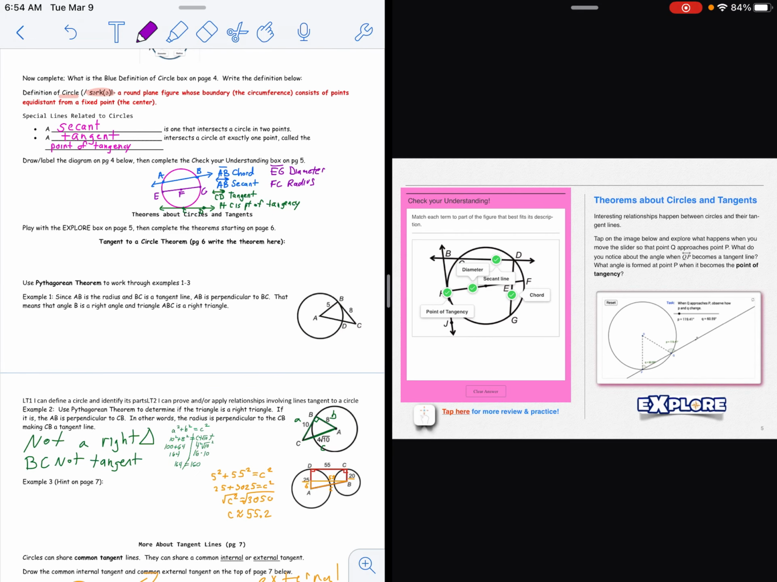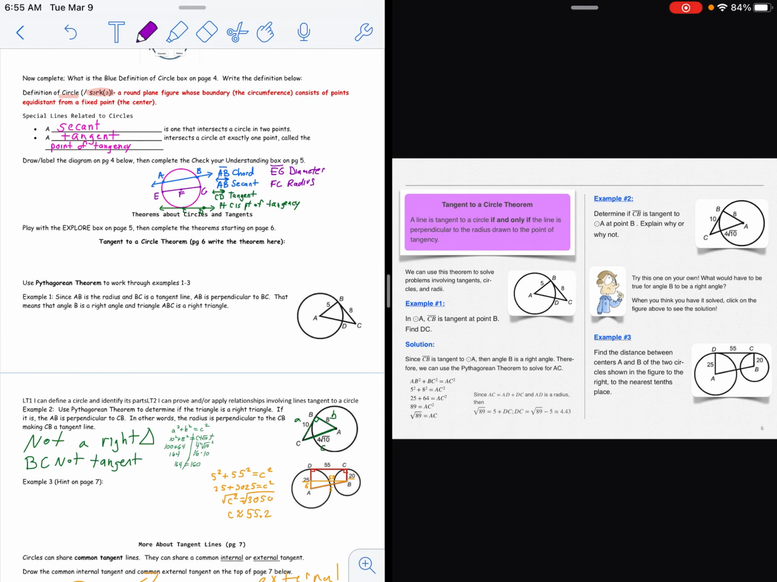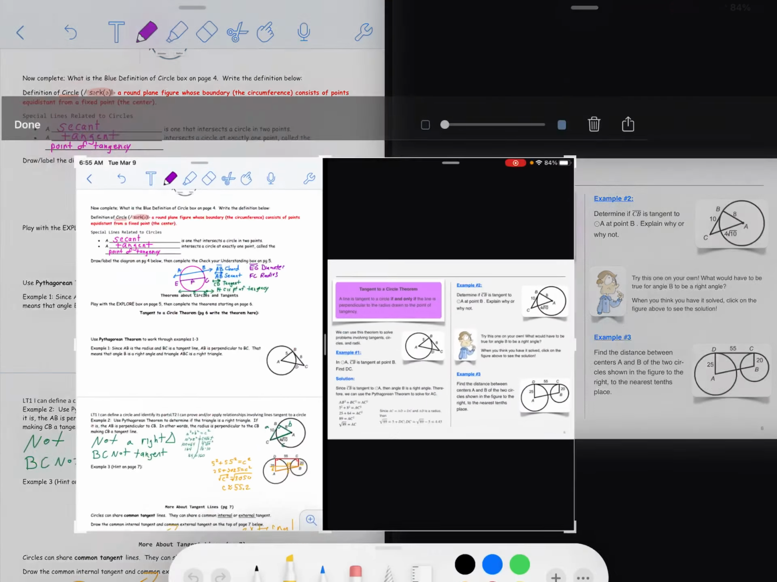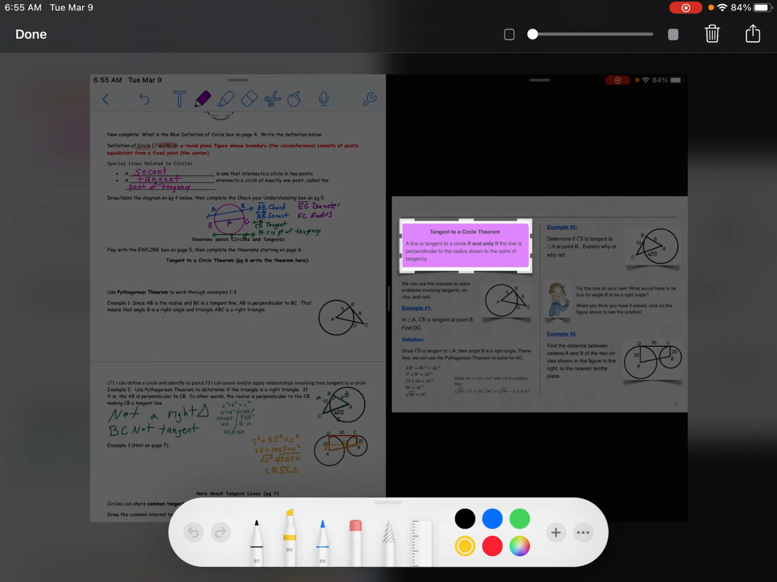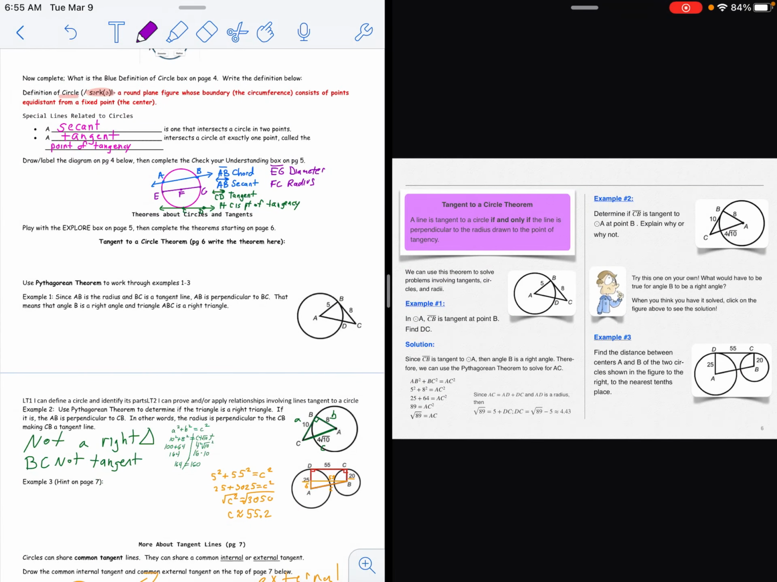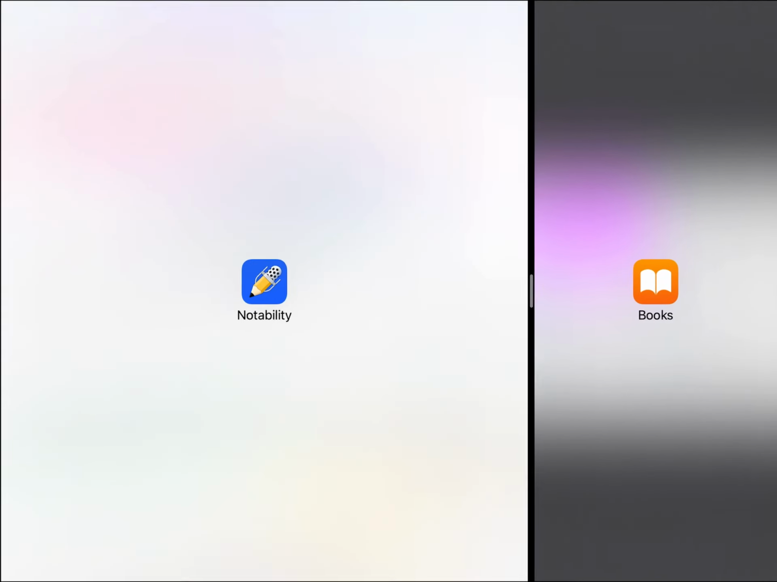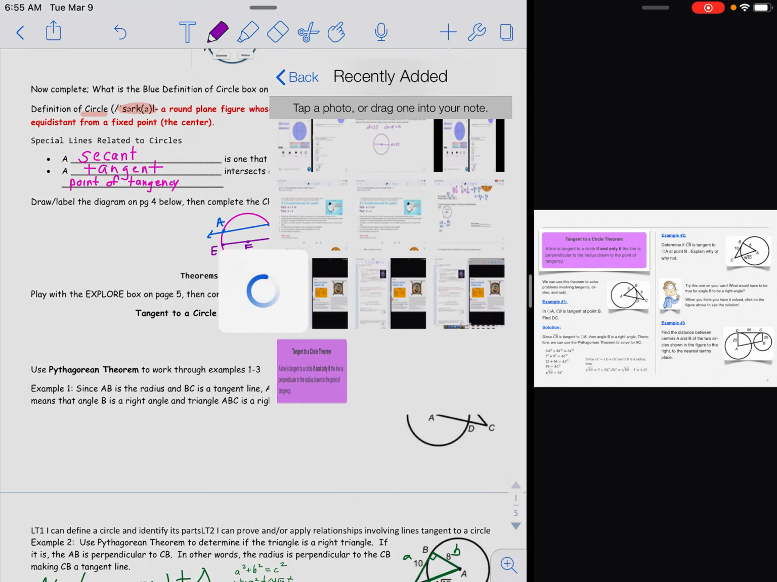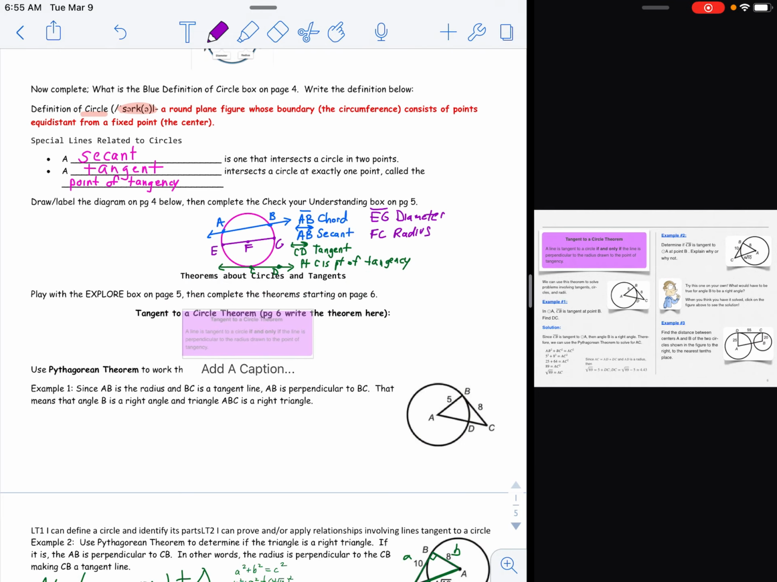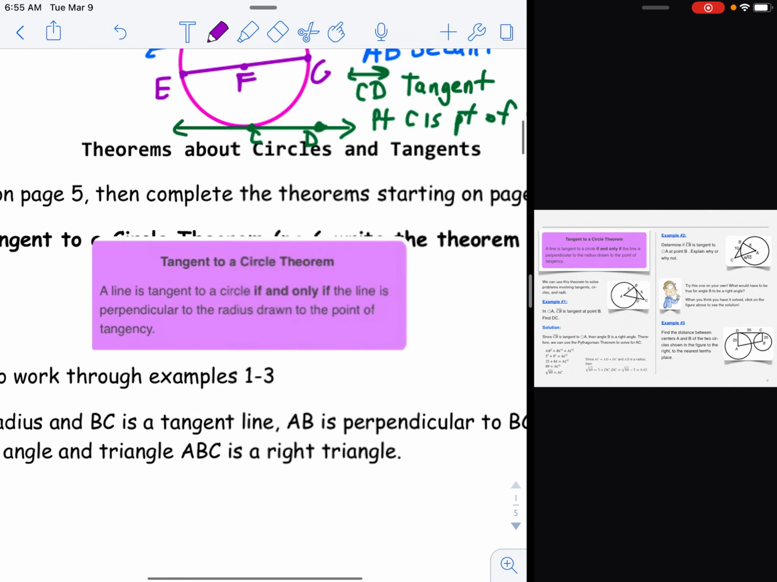All right, and we have this theorem. I wish I could copy and paste it right here, but I can't. All right, let's do it like this. Done. Save the photos, and then I'm going to add this photo somehow. Boom. All right. A line is tangent to a circle if and only if.